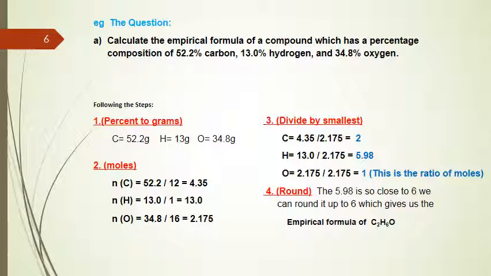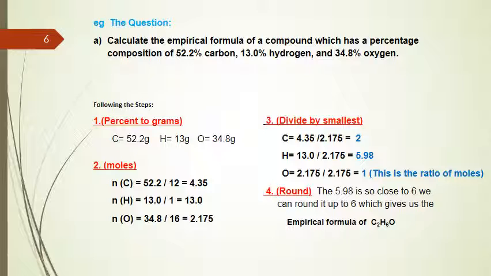But first, let's try and calculate an empirical formula. Here's an example. Calculate the empirical formula of a compound which has a percentage composition of 52.2% carbon, 13.0% hydrogen, and 34.8% oxygen. So we're going to break down the steps. Remember that purple monkeys drink rum. So the first thing is we're going to convert percent to grams.